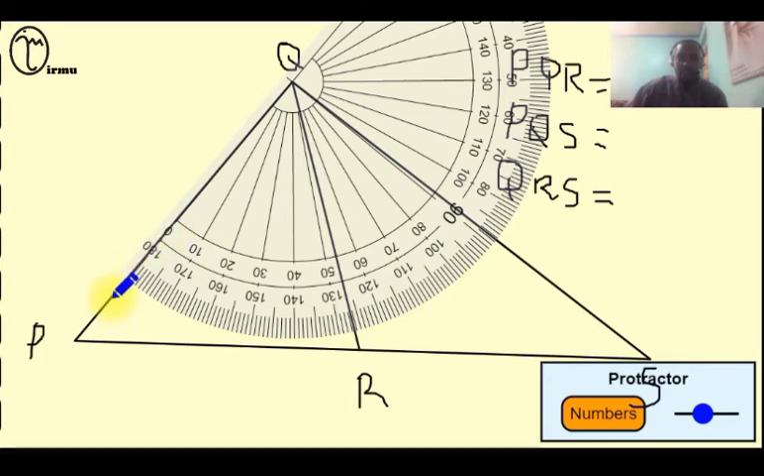So we are going to start measuring from 0 all the way to this point here, because the angle is formed from PQ to QS, so this is the other line. Remember we are using the inner scale, so we count 0, 10, 20, 30, 40, 50, 60, 70, 80, and then we go to 90 and 1 degree after 90, which is 91 degrees. So we get 91 degrees, and that is when we are using line PQ as the baseline of that angle.